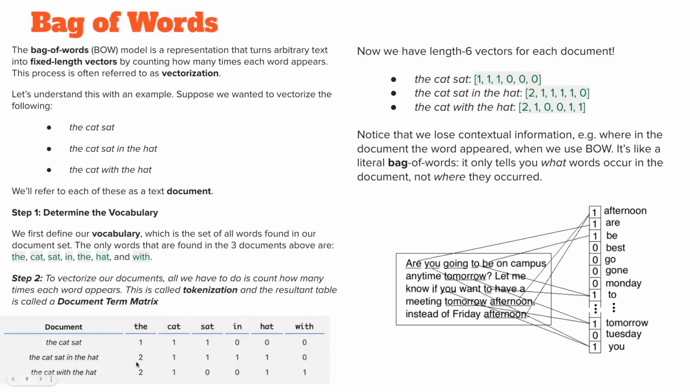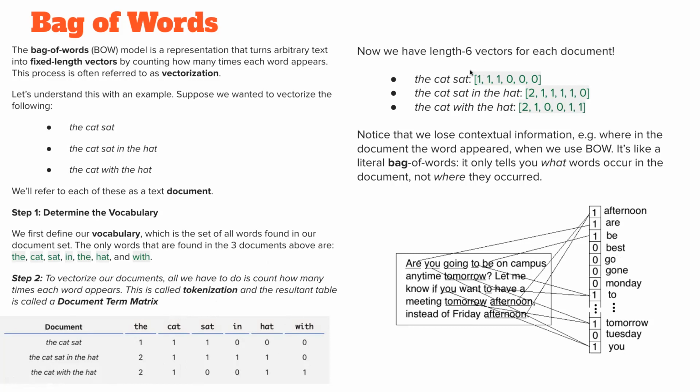The last one, the cat with the hat, contains two occurrences of the, one occurrence of cat, zero occurrence of sat and in. So this is essentially how you vectorize this. And the vectorized version of the tokenized form of your text is called a document term matrix. It matches each document with the terms that are included in it or not included in it. So now we have a length 6 vectors for each document.